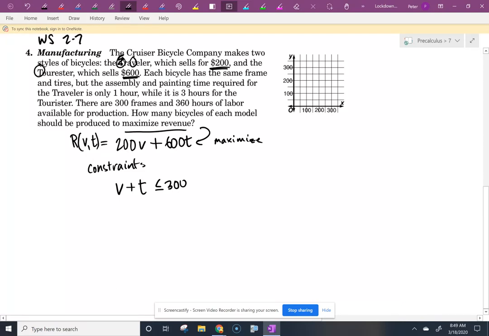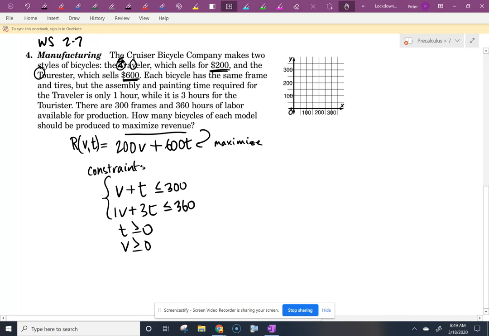Also, there's a time constraint. The people that work for me, I can only put them to work for 360 hours. Assembly and painting is 1 hour for a Traveler, but 3 hours for a Tourister. So 1 hour for a Traveler plus 3 hours for a Tourister, that's going to have to be less than 360. And these are my constraints. Now, you could also say that Travelers, you at least have to do 0 or more. I don't want negative numbers. And Touristers, I also want greater than or equal to 0. So that just puts us in quadrant 1.